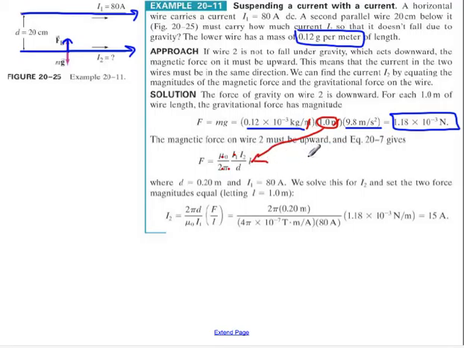Okay, and then we're going to solve for I2. D, we said we wanted it to be 20 centimeters, so 0.2 on that one. Then you just solve for I2, and you get that you need to run 15 amps in the same direction in order for that wire to levitate. Crazy, right? I really like that one. That's pretty neat. Okay, I hope you found this useful. I'll see you in class Monday.